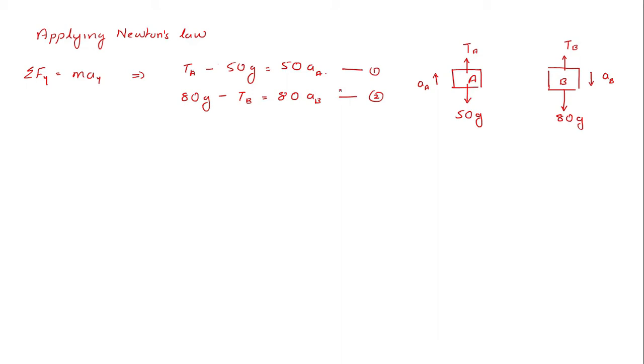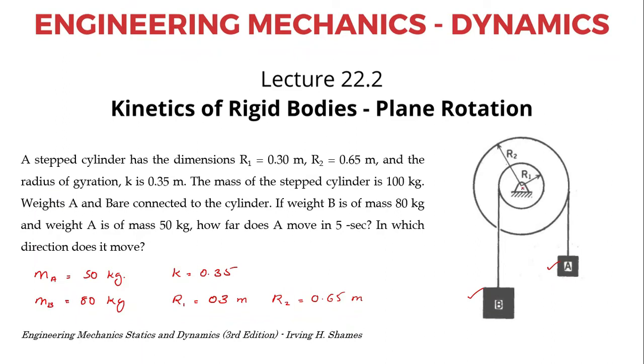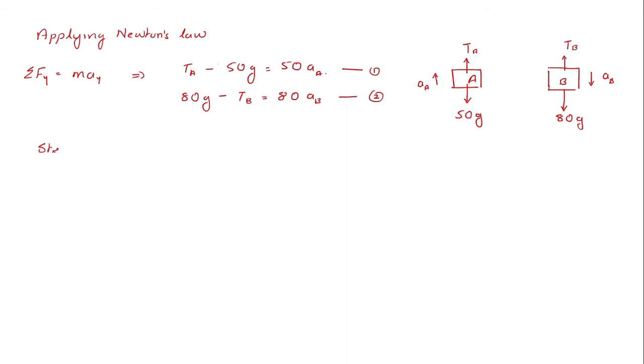Okay, now you see here the stepped cylinder is undergoing an anti-clockwise rotation with respect to this corresponding point. Let the angular acceleration of this stepped cylinder be alpha. So the stepped cylinder is rotating in anti-clockwise direction, then angular acceleration alpha.